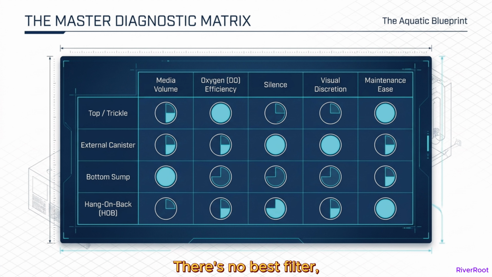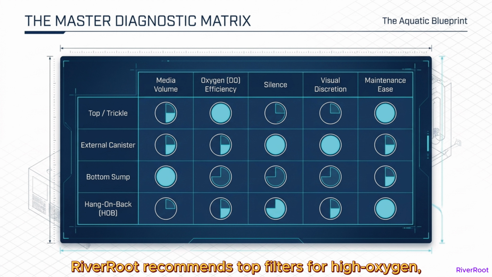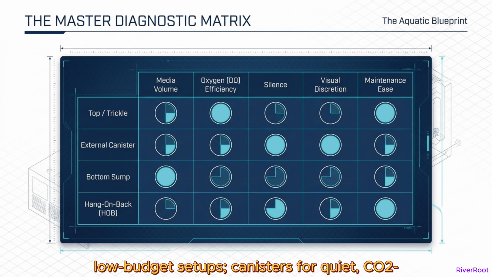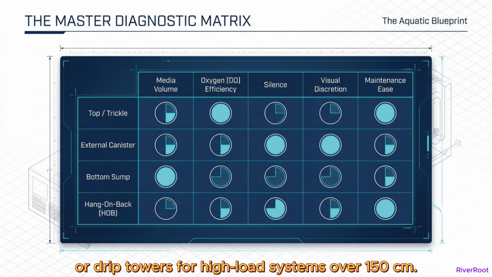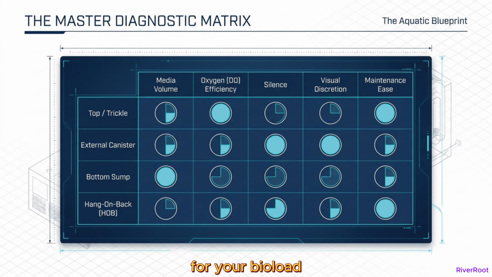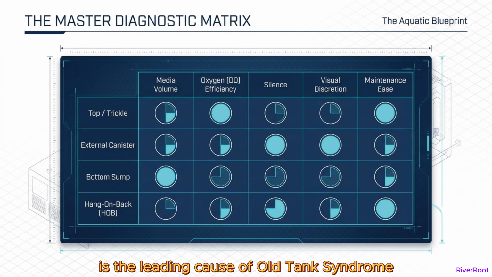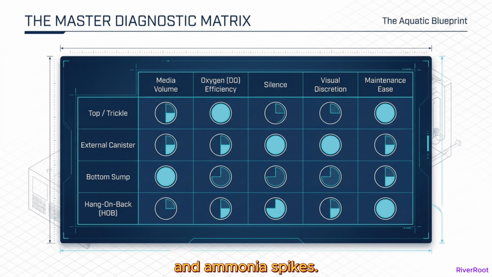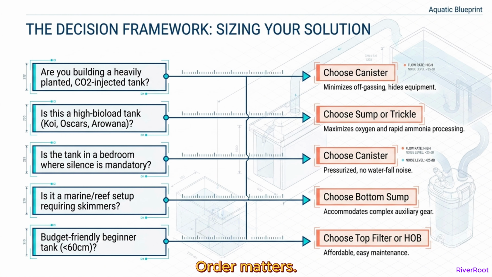There's no best filter, only the right tool for the scenario. RiverRoot recommends top filters for high-oxygen, low-budget setups, canisters for quiet, CO2-dependent aquascapes, and sumps or drip towers for high-load systems over 150 centimeters. Choosing a system that is under-engineered for your bioload is the leading cause of old tank syndrome and ammonia spikes. ODA matters.